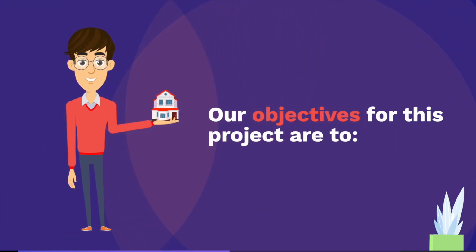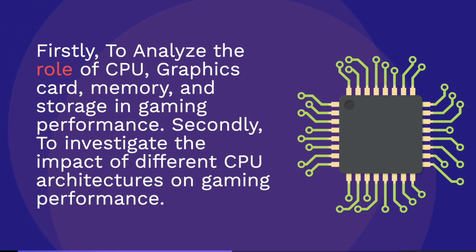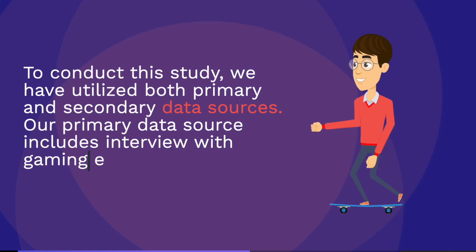Our objectives for this project are: firstly, to analyze the role of CPU, GPU, memory, and storage in gaming performance. Secondly, to investigate the impact of different CPU architectures on gaming performance. Thirdly, to compare the performance of different GPU architectures, for example NVIDIA and AMD, in gaming. And lastly, to identify the impact of memory and storage configurations on gaming performance.